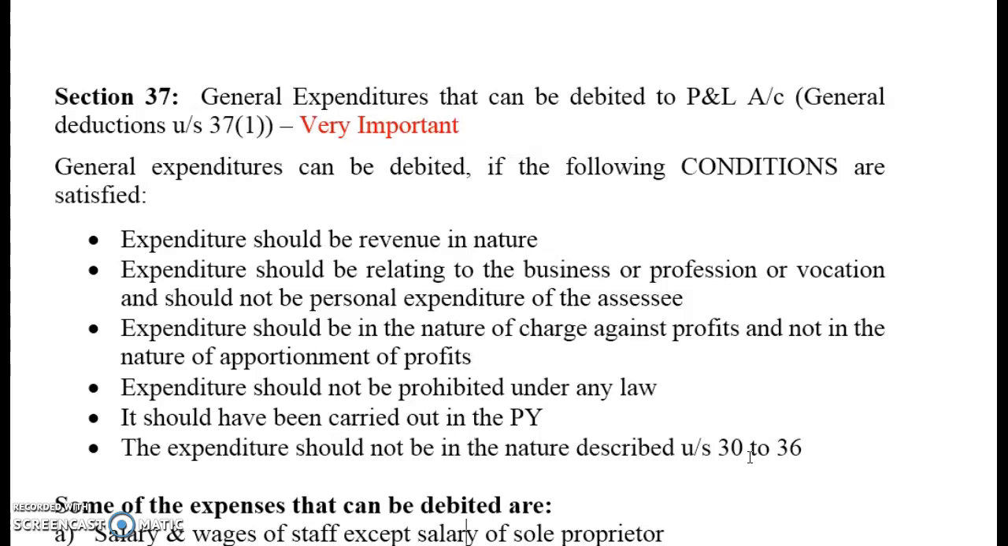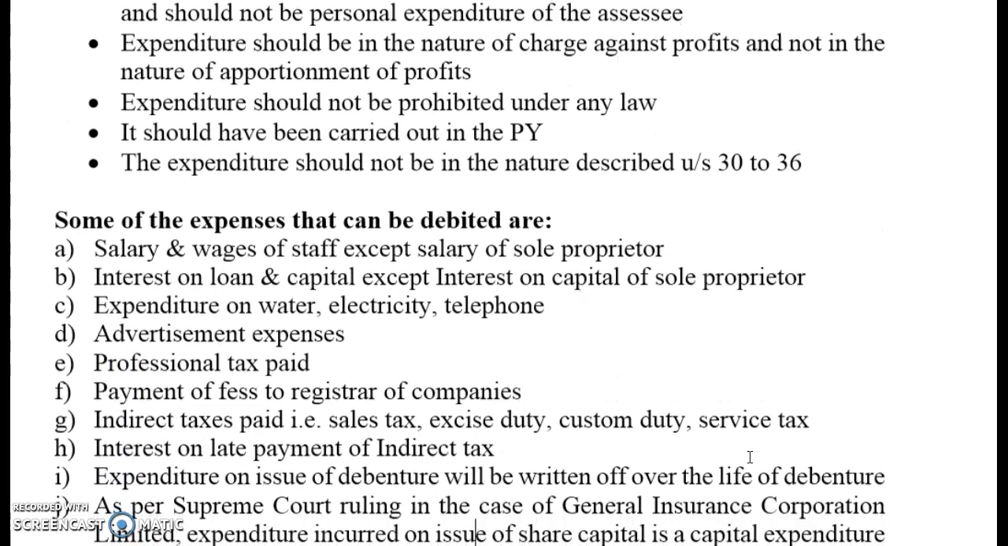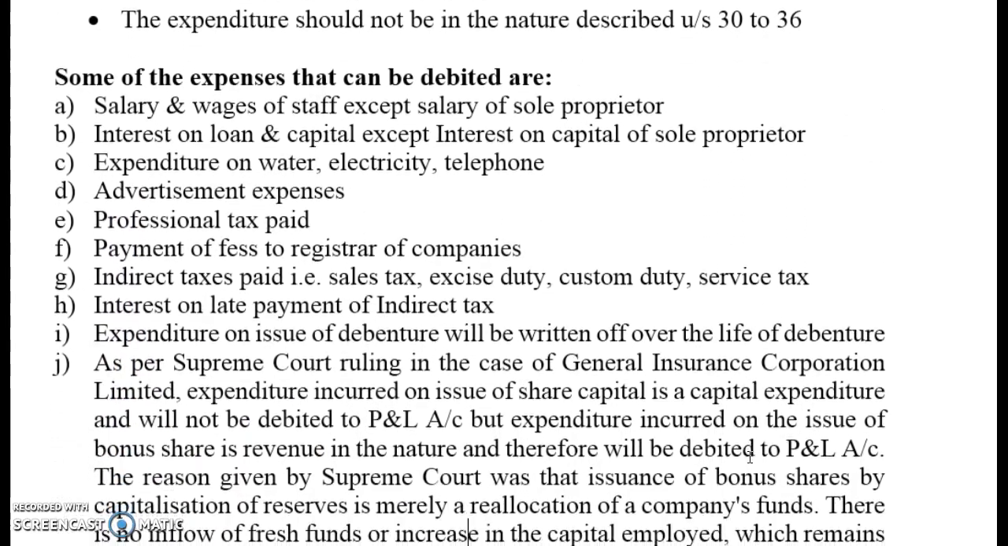Some examples that can be debited are salary and wages of staff, except salary of the sole proprietor. सोल प्रोप्राइटर की नहीं होगी, उसके अलावा सारी डेबिट हो सकती है. Interest on loan and capital, except interest on capital of the sole proprietor. So here too, everything other than the sole proprietor's can be debited. Then expenditure on water, electricity and telephone, advertisement expenses, professional taxes paid. This is also allowed in any case if PT, professional tax, is being paid by the assessee.